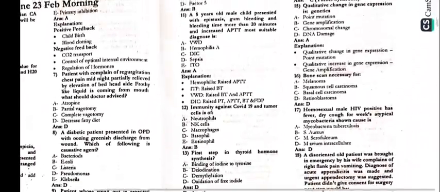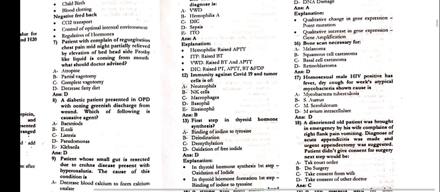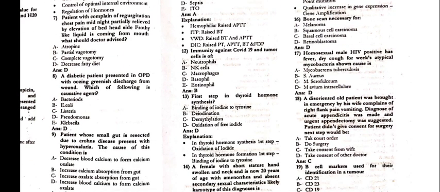Next, question number 11, a 5 years old male presented with epistaxis, gum bleeding, bleeding time more than 20 minutes, increased APTT. Suitable diagnosis is Von Willebrand disease. Question number 12, immunity against COVID-19 and tumor cells is of the NK cells.